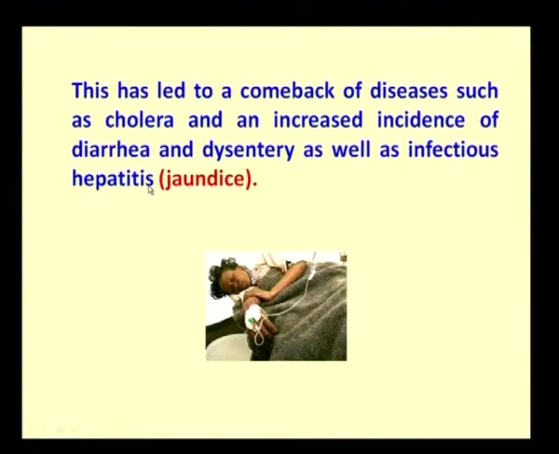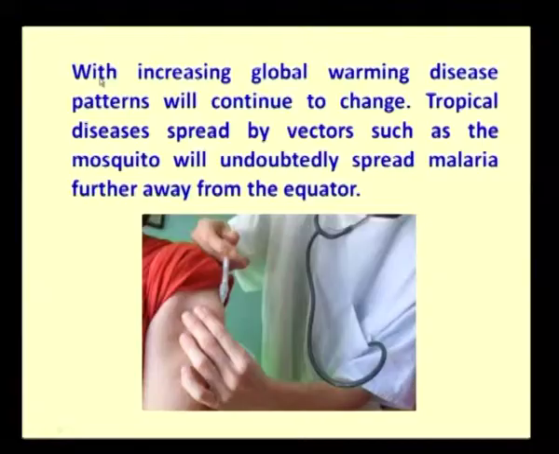See, because of the poor maintenance of the environmental conditions in which the people are living, the diseases have re-emerged again and so many people are being affected by it daily. Jaundice and malaria and cholera are spreading easily only by these improper conditions. So, bear this in mind and act accordingly. With increasing global warming, disease patterns will continue to change. Tropical diseases spread by vectors such as the mosquito will undoubtedly spread malaria further away from the equator.